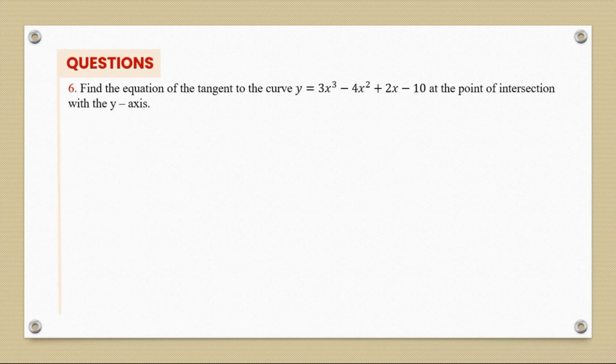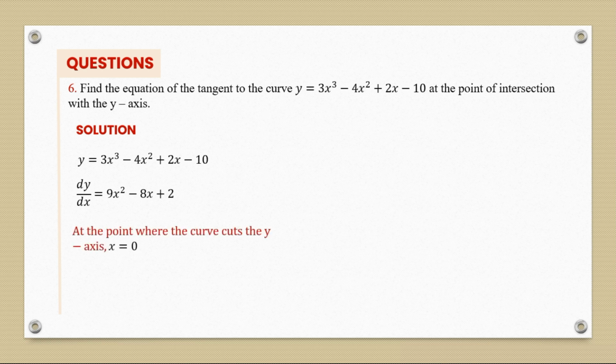Alright, so question number 6. We're being told to find the equation of the tangent to the curve y is equal to 3x cubed minus 4x squared plus 2x minus 10 at the point of intersection with the y-axis. So if I differentiate this, dy/dx shall be equal to 9x squared minus 8x plus 2.